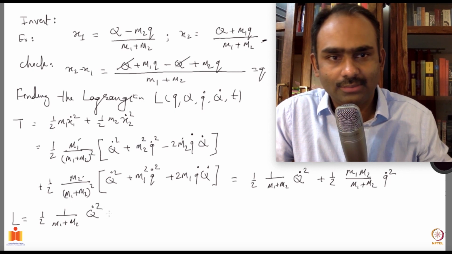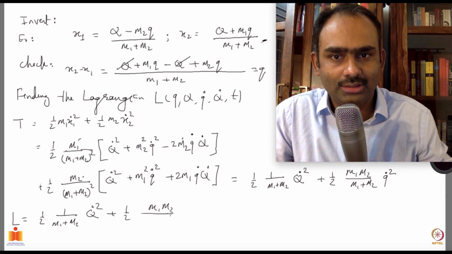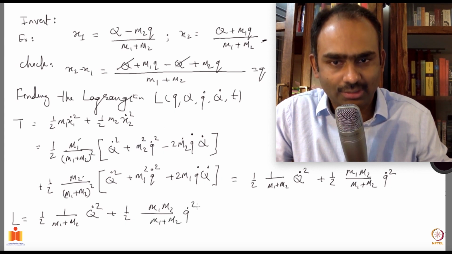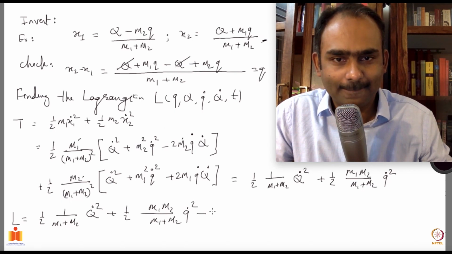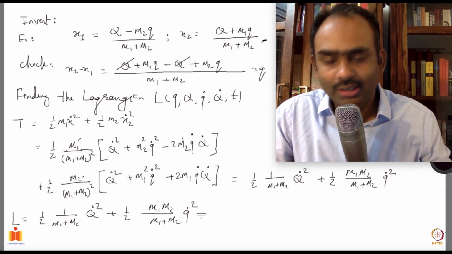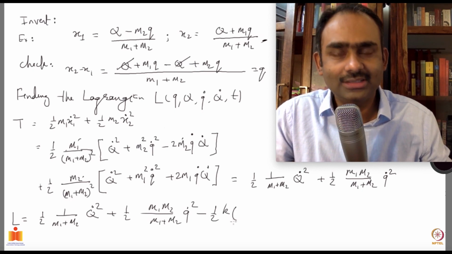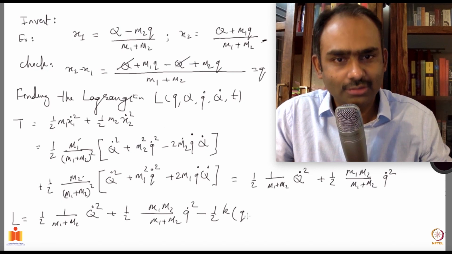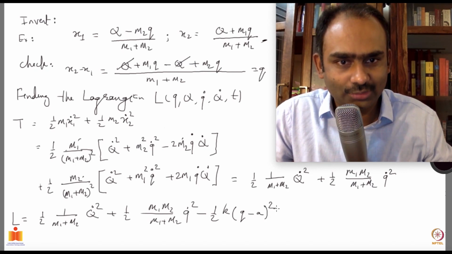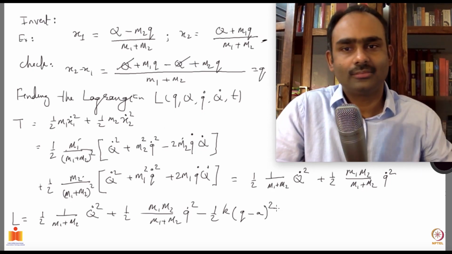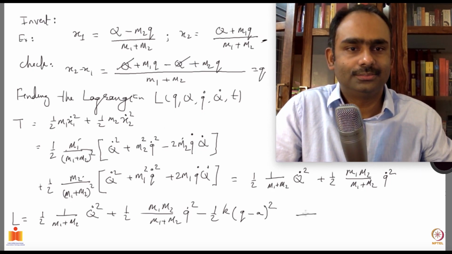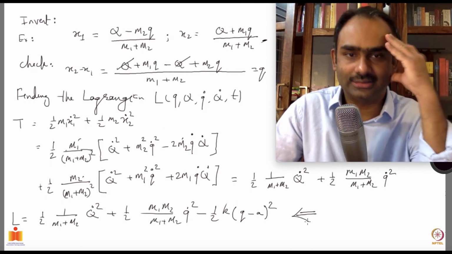Q dot square plus half m1 m2 over m1 plus m2 q dot square minus u. And what is u? u is half k times (x2 minus x1), which is q, small q, minus a, where a is a constant, remember that, squared. So that's what your Lagrangian is.